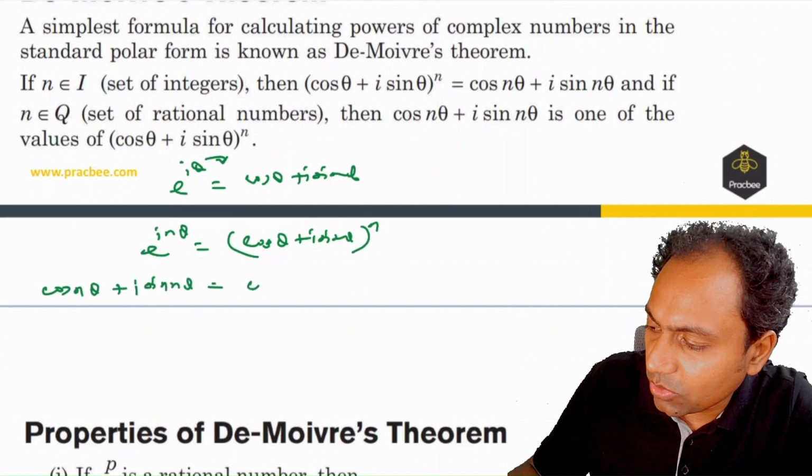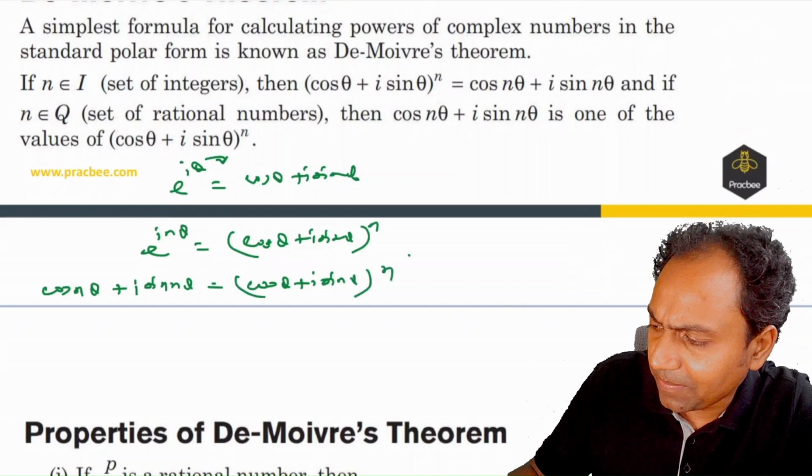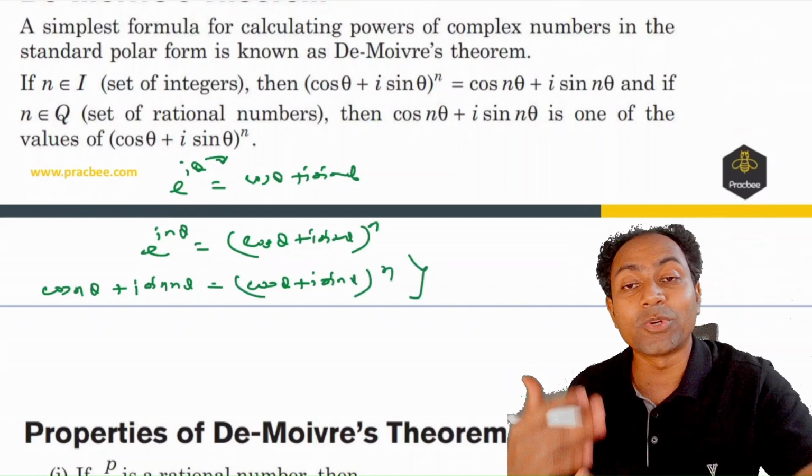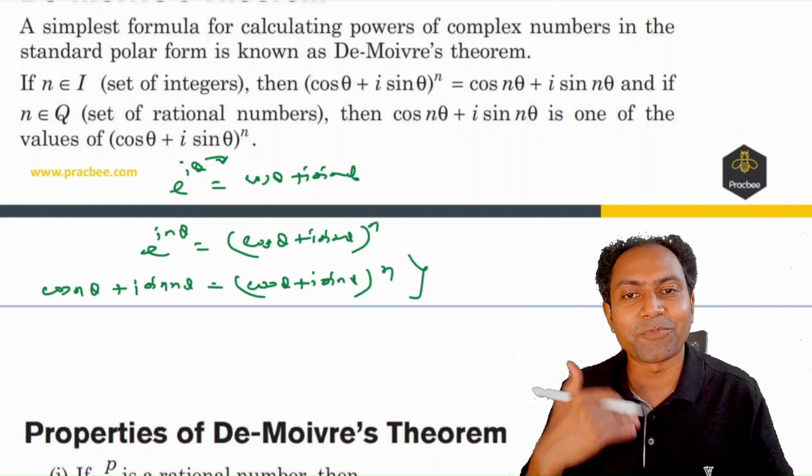Now this theorem that I have written here is known as de Moivre's theorem. Generally while applying this theorem, we will apply the exponential form from where the theorem comes. So let us jump into the problems based on this idea.